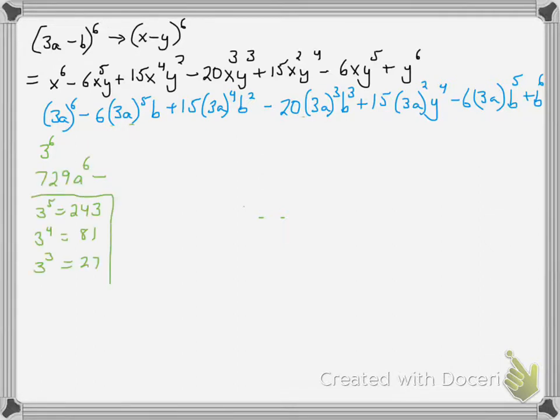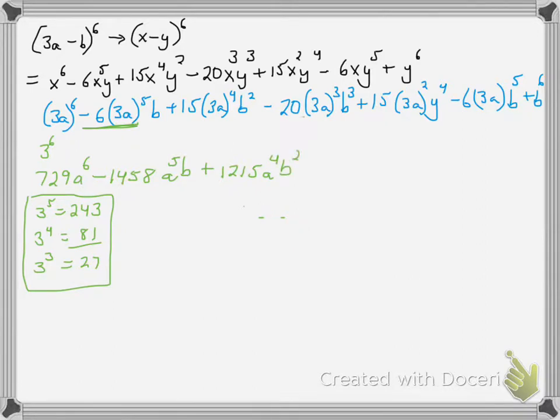Okay, so I've just kind of put some helps down here. For the second term here, I'm going to have 3 to the 5th power, which is 243 times 6, which will be 1458. Then a to the 5th, b. The next one is 3 to the 4th power. That would be 81 times 15, which is 1215. I wondered why they weren't coming out right before. Makes sense now. A to the 4th, b squared.